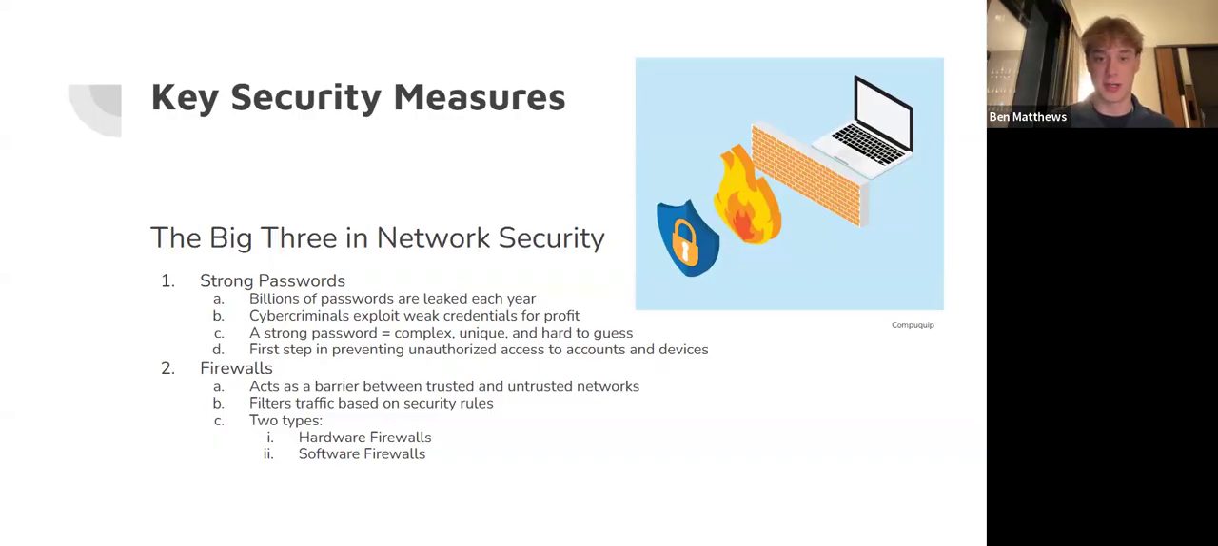Next, we have firewalls, which act as a barrier between trusted and untrusted networks, and they filter traffic based on security rules that are set up by either the company that provides the firewall or the company that uses the firewall. There are two different types. Hardware firewalls are dedicated devices. They have powerful protection and require professional maintenance. Then there's software firewalls that are built into most operating systems, and they monitor app level network activity.